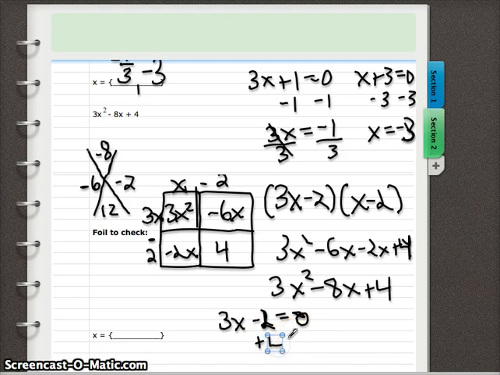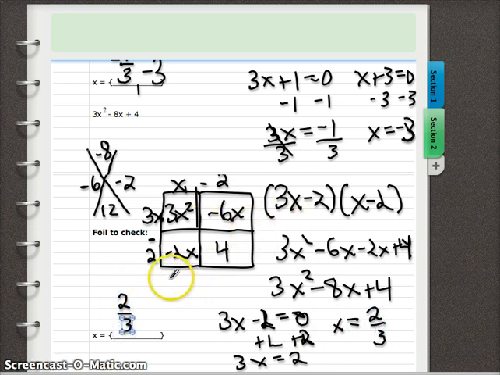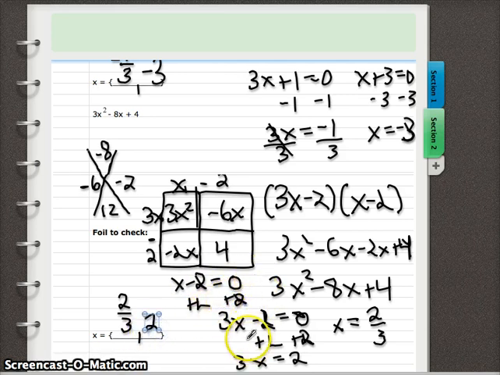Add 2. So we get 3x equals positive 2. And then divide by 3. Sorry, I'm running out of room here. We get x is 2 over 3. It's also x minus 2 equals 0. Wow, here we go. So add 2. And we get x is positive 2. A little bit of a mess there at the end, but we solve for x. We got 2 over 3, or 2/3, and positive 2.